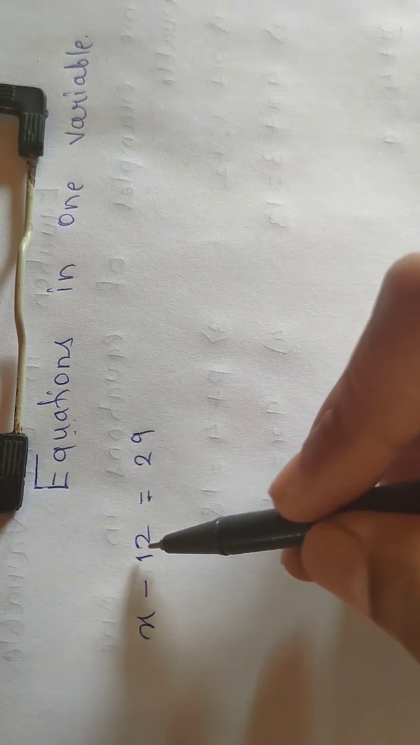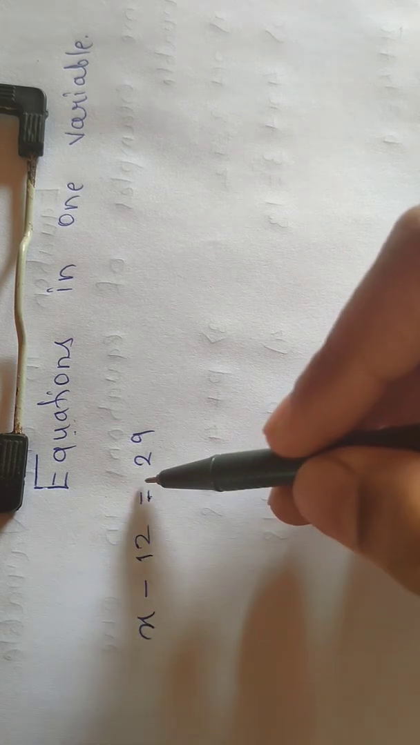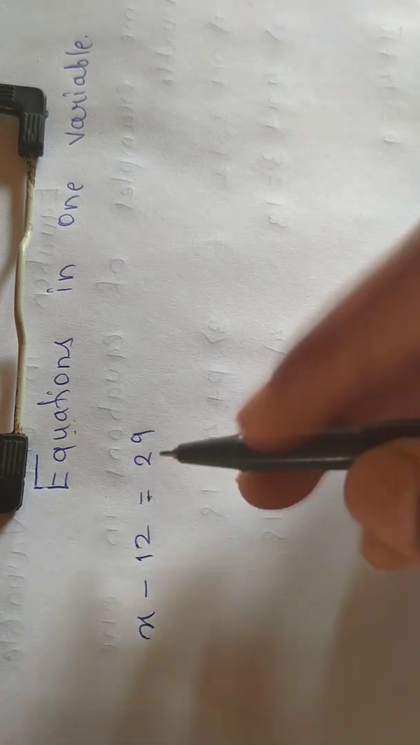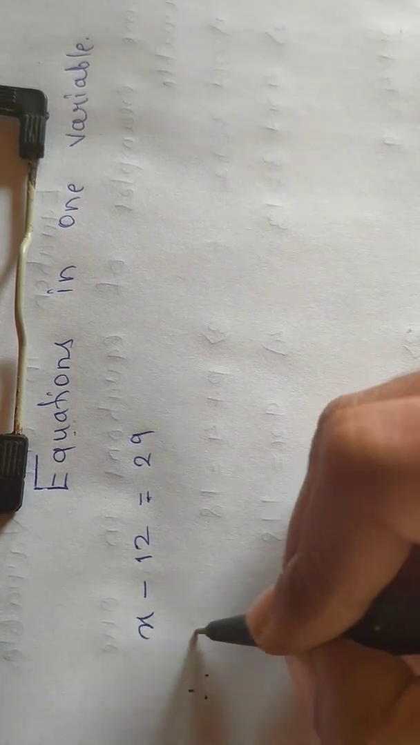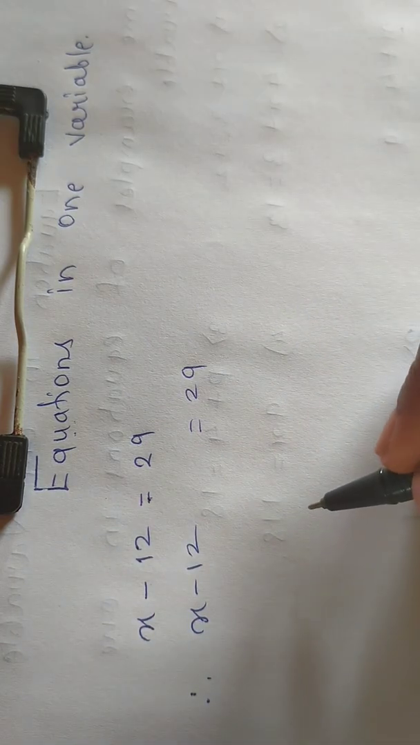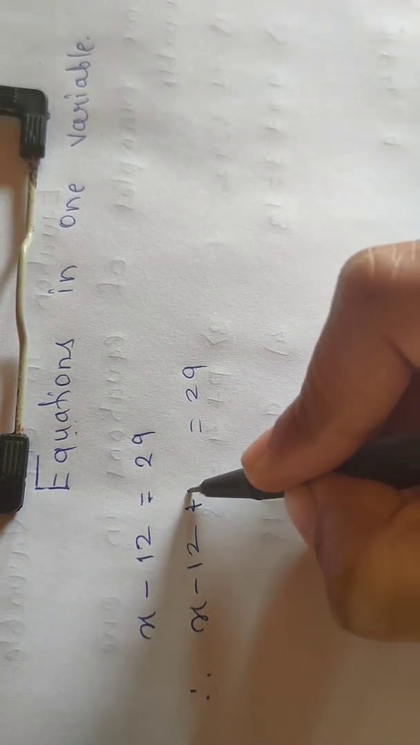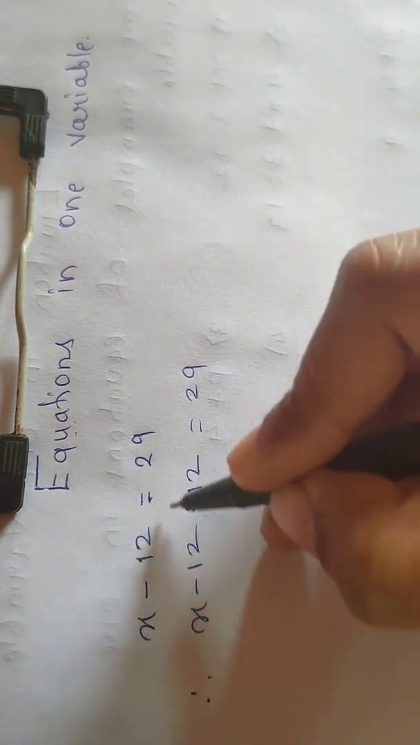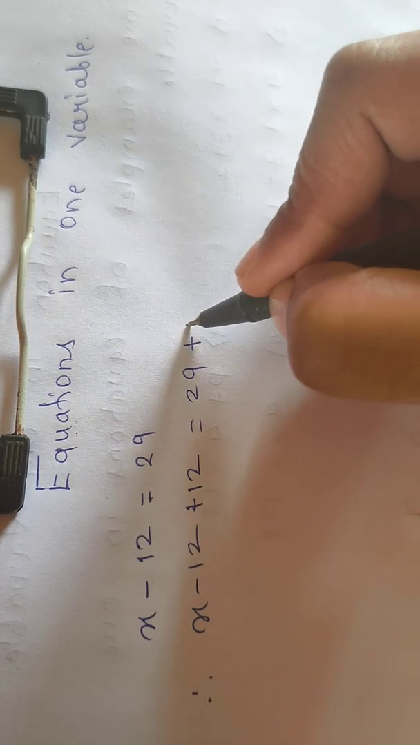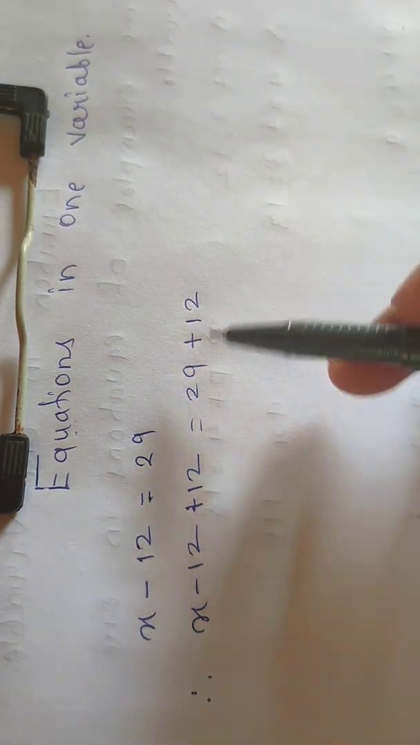This is already in the negative part. So how to remove this minus 12? If you add 12 to minus 12, 12 and 12 will get removed, isn't it? So x minus 12 is equal to 29 will remain as it is. We have to remove this minus 12. So what will I do? I will do plus 12. If I am using plus 12 here, I have to use plus 12 on the right side also.